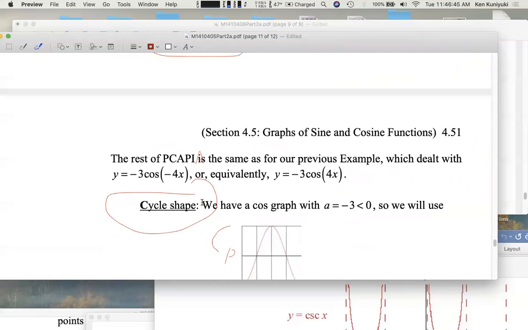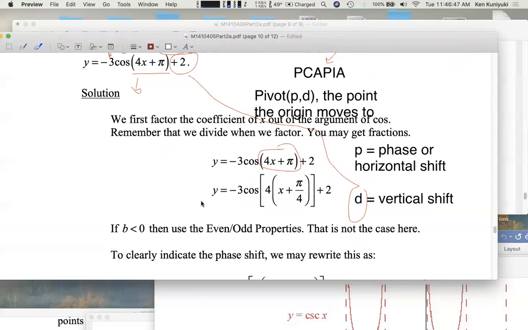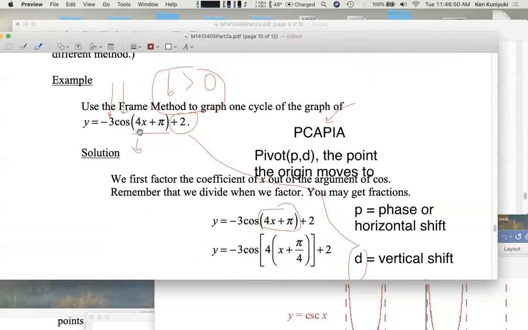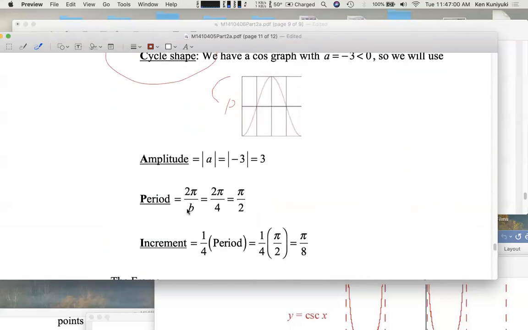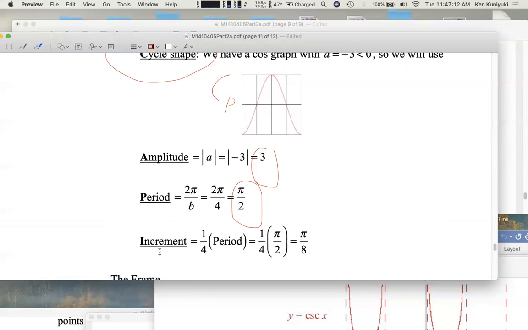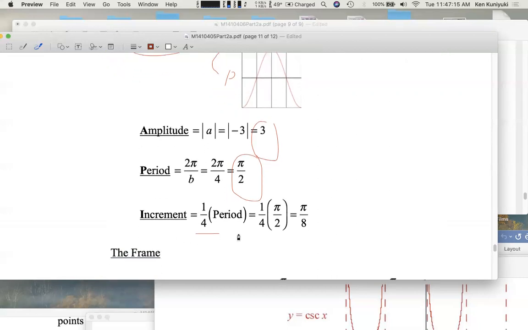What was B? Well, B, remember, is the coefficient on X. Again, if B were negative, then fix it so that B is positive. But B here is +4. It's the coefficient on X, and it's positive. So the period is 2 pi over 4. That simplifies to pi over 2. But remember, we're going to use the increment more directly. That's always 1/4 times the period. 1/4 times pi over 2 is pi over 8.